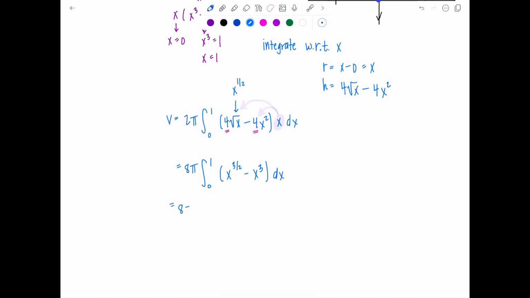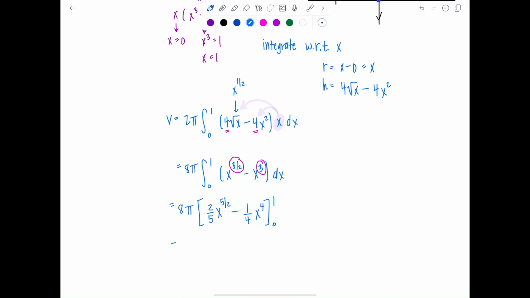Keep the 8 pi outside, minding its own business. Now, add 1 to the exponent, divide by the new exponent. So we'll have x to the 5/2, very good, with the 2/5 out front, minus, same thing, add 1, divide by the new exponent, 1/4 x to the 4th. And this is all evaluated from 0 to 1. Thank goodness, you know. Whew.